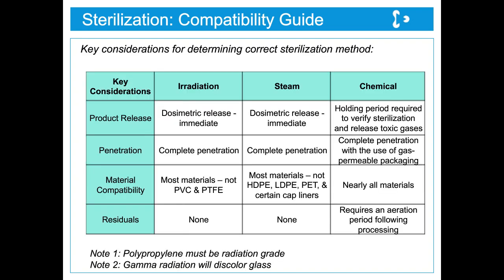So what I want to do now on this last slide is go over the key considerations for determining correct sterilization methods. I touched on the majority of these. But again, it's not just the chemical composition of the material you want to sterilize, but there are other factors that should come into play, one being product release. You can see irradiation and steam both have immediate dosimetric releases. However, with chemical, there is a post-aeration process that removes the residual ethylene oxide that could be left behind on the primary packaging component.